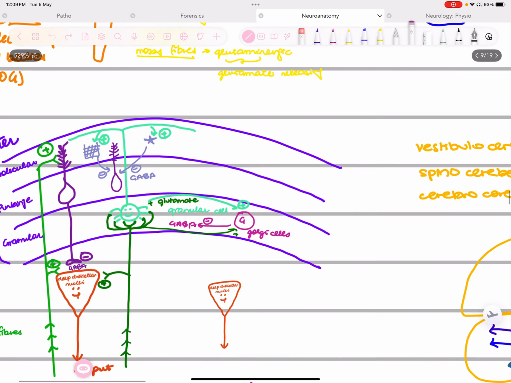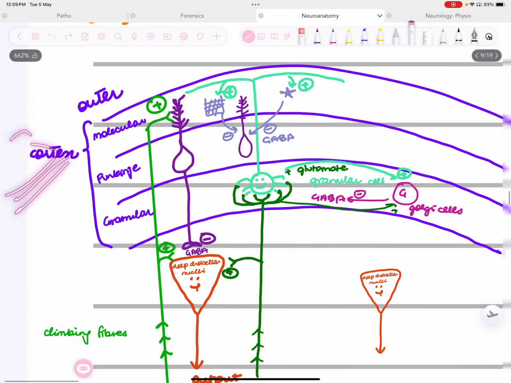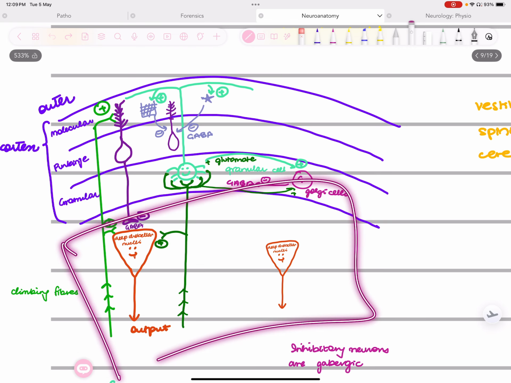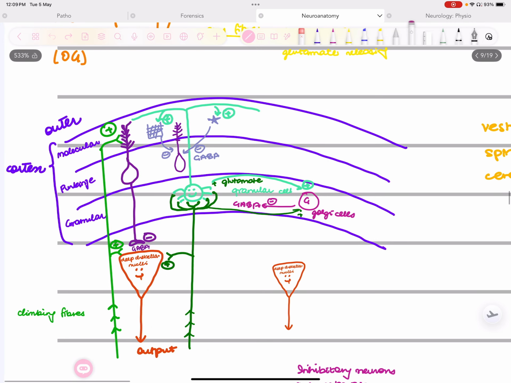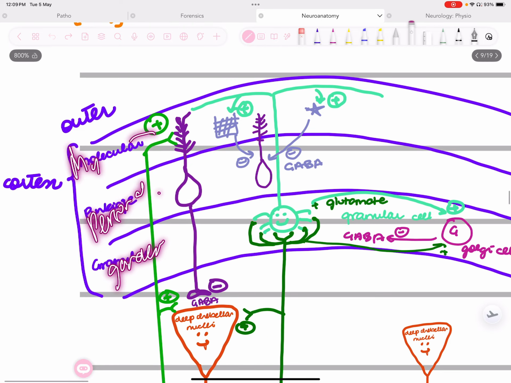Now there are three major layers of the cerebellar cortex. So we're talking about the cerebellar cortex, the gray matter. I'm not talking about the white matter. White matter is here. It consists of the deep cerebellar nuclei. Easy. Now what are the layers? My personal garden. So you have molecular layer, Purkinje layer and granular layer.